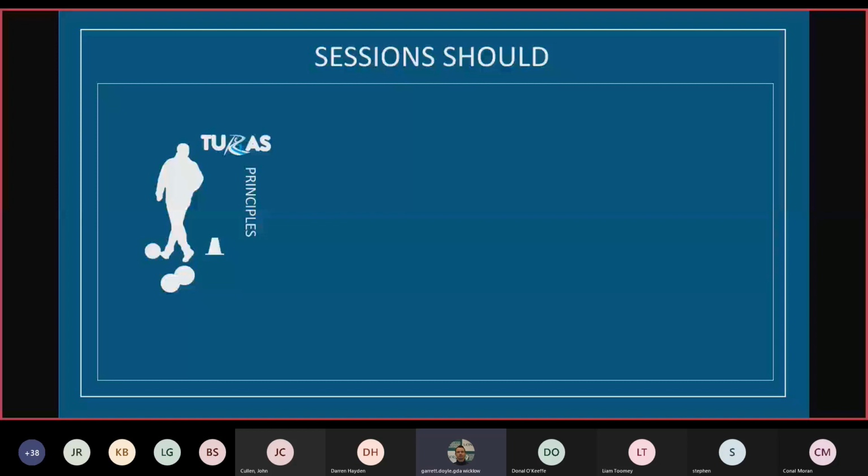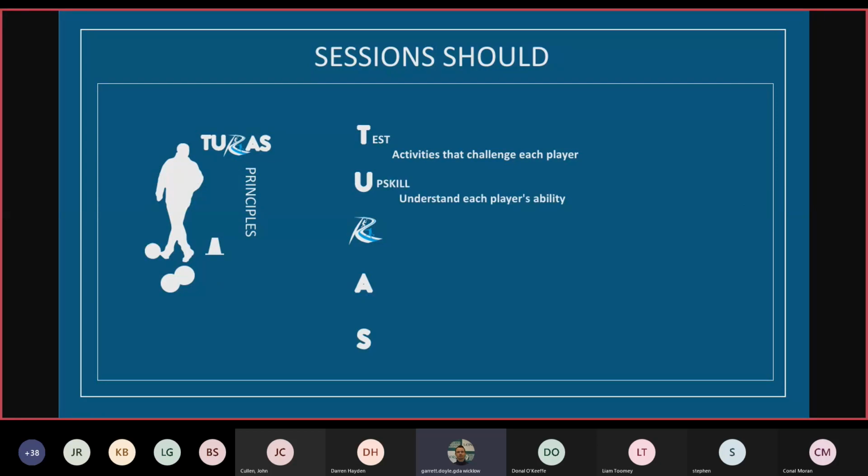TURAS is the Irish for journey, and there's an acronym designed around the words to help you shape your sessions. So your sessions with your club and with your players, with your teams, should aim to test the player. So choose adapt activities that challenge each player. Upskill the player. So that'll be a primary focus, that you're trying to improve the player's skill. So you only know that if you understand each player's ability and try to improve upon that.